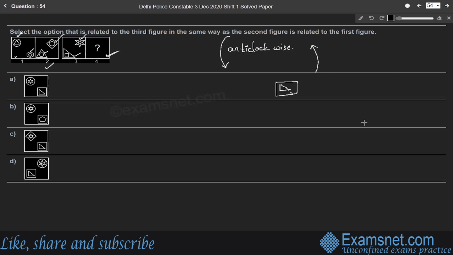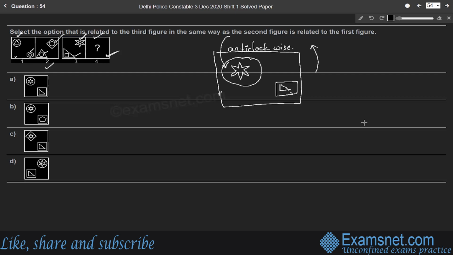And next is this asterisk. The asterisk mark is the outside figure in figure 3, whereas the circle is the inside figure. When it moves to the next position in the next figure, it comes to the top left corner, and it will be inside, and the circle will be the outside figure.